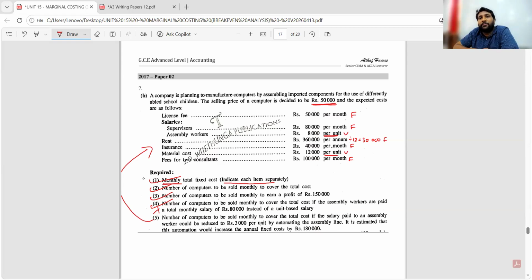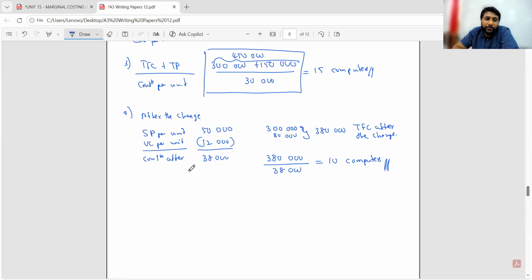What they are trying to say. For the assembly worker, how much are we paying right now? Tell me, for the assembly worker, how much are we planning to pay right now? 8,000. They are going to reduce it down to 3,000. Yes or no? Then your variable cost is changing. So we'll find out the new contribution.